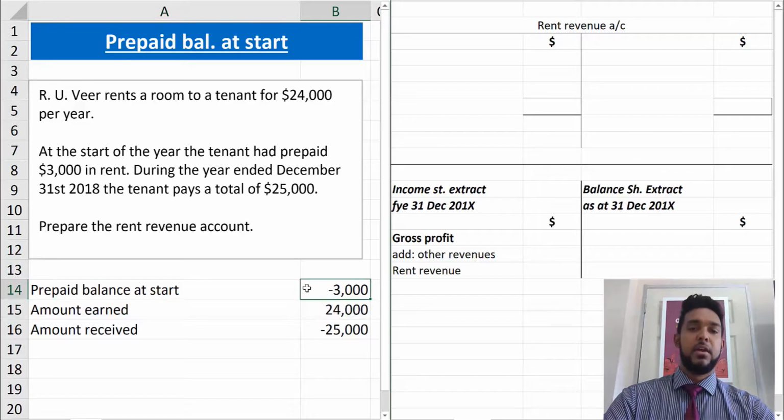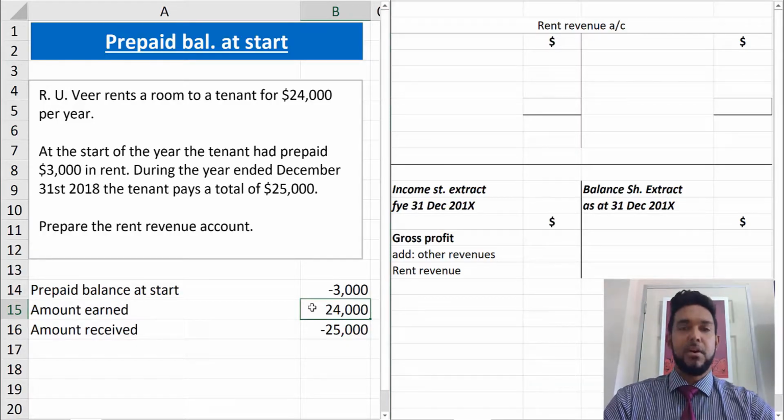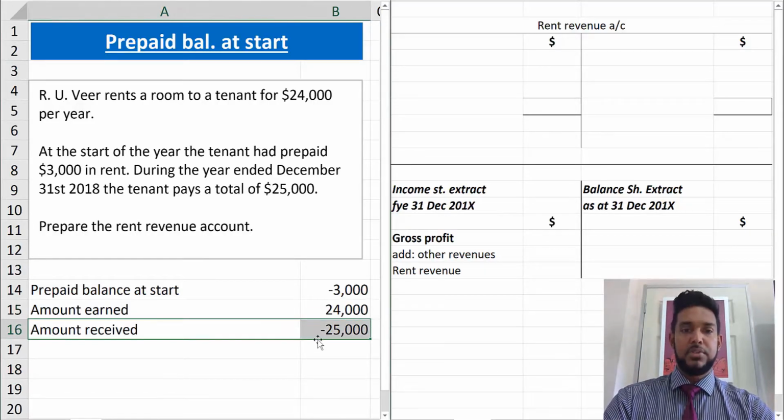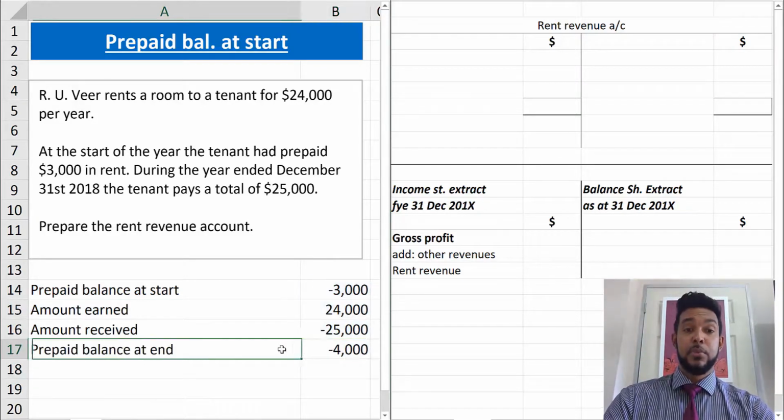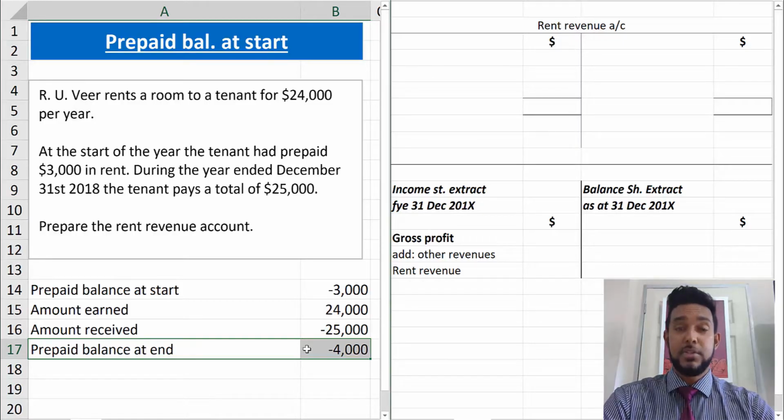Now, check this. If we already got $3,000 in respect of this year, and we were supposed to get $24,000, then you just have to net it off. 24 minus 3 means we were only supposed to collect $21,000. And that would have put us at a neutral, no prepayment, no accrual. But look at that, we received $25,000, which is $4,000 more than we were supposed to get, which means this account still is going to have a prepaid balance at end.